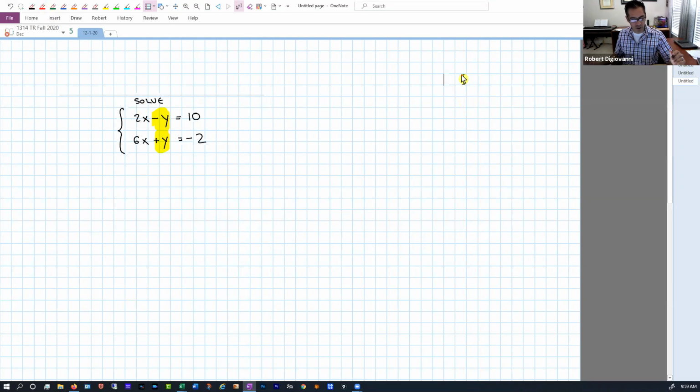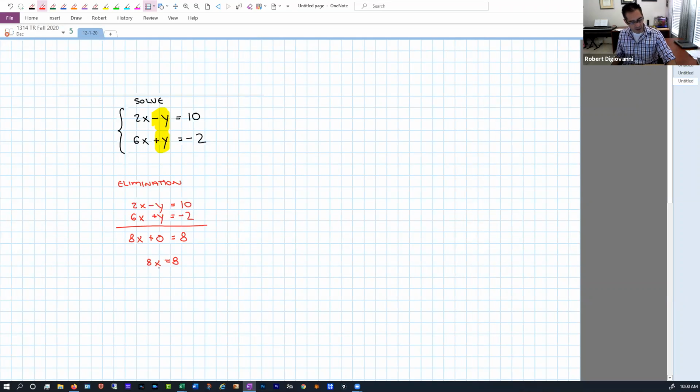Anyone have a question on that? Like why we're choosing elimination? So let's add these down. Okay, when I add the x's down, I get 8x. The y's go away, so plus nothing equals 8. 10 minus 2, right? And now I get 8x equals 8.